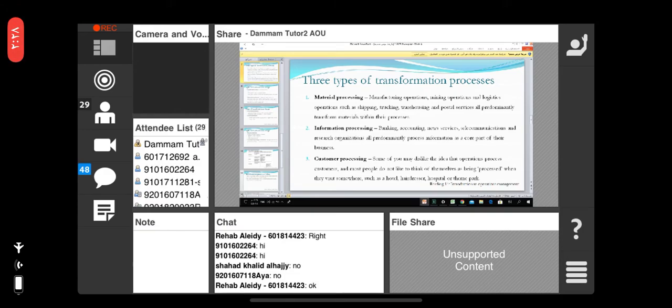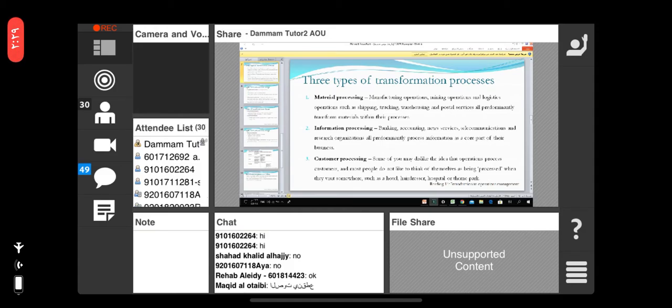For the process you need to have material, the material process. And what is the material process? It comprises manufacture, material process, manufacture operation, mining operation, logistics, maybe shipping, maybe warehouse, post office. Okay, we have a lot of processes or kinds of material we need to use when you process any kind of transformation.